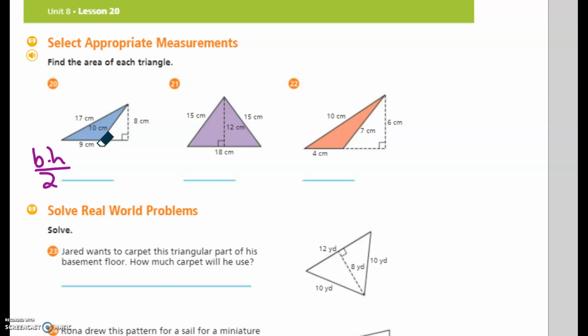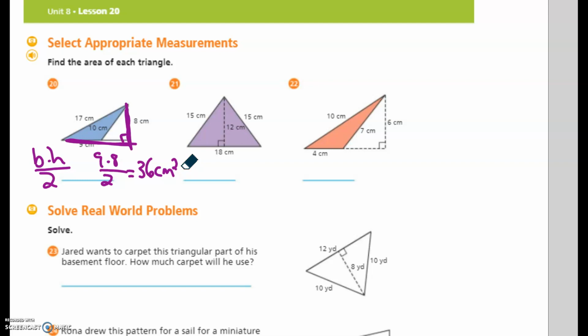Well, remember we're looking for that 90-degree angle. So the base is going to be this side and the height is going to be this side. So it's 9 times 8 divided by 2. 72 divided by 2. Or maybe you do 8 divided by 2 and that's 4, and you get 4 times 9, 36 centimeters squared.